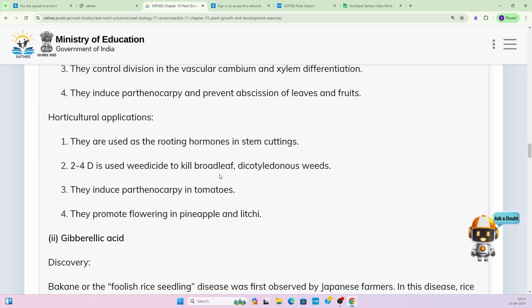So they induce parthenocarpy in tomatoes. When these hormones are sprayed, auxin is sprayed on the tomatoes, they produce seedless tomatoes, that is called parthenocarpy. They promote flowering in the pineapple and lychee. Okay.